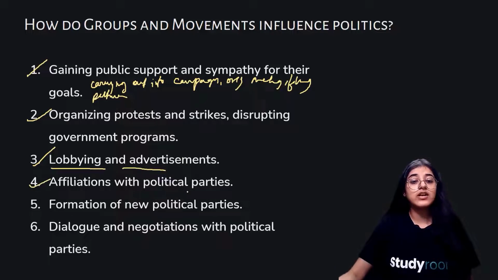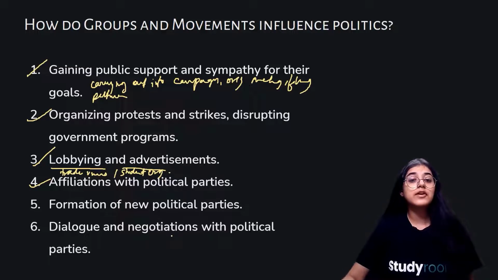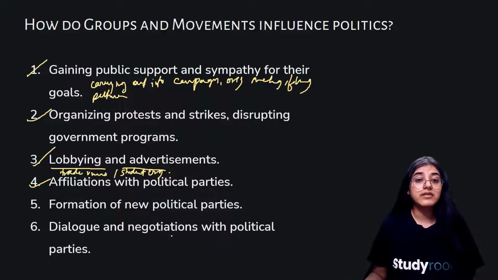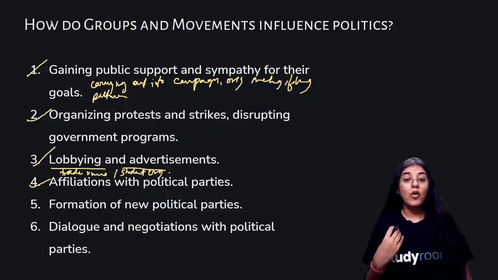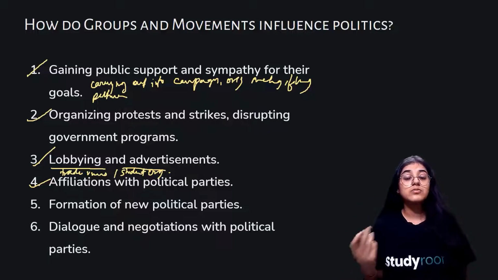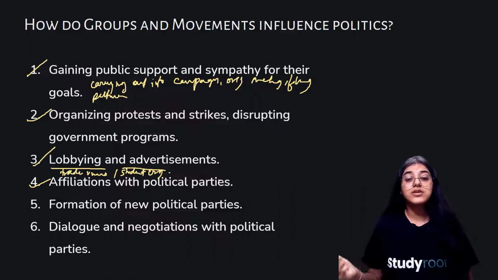Number four is their affiliation with political parties. They try to affiliate, for example, trade unions or student organizations. Almost all trade unions and student organizations affiliate themselves with a major political party for funding and to conduct their issues and events. So they affiliate themselves with political parties so that they can raise their voice and make changes in government policies.